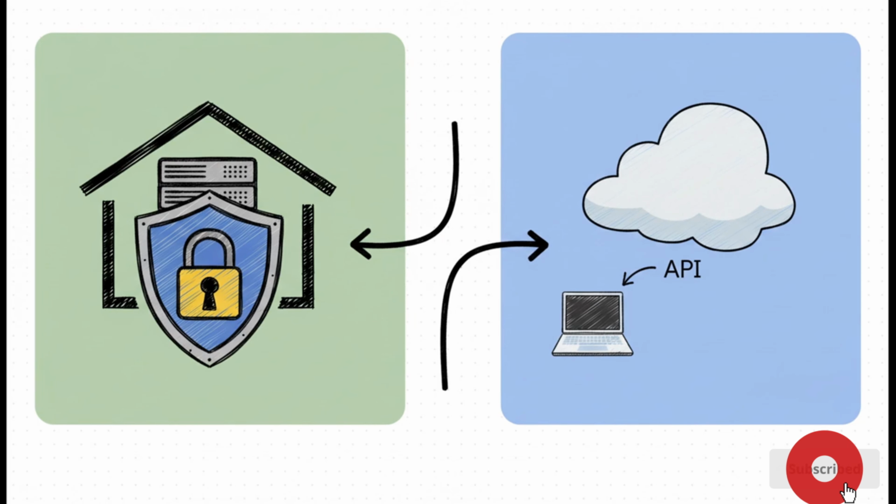Now, when it comes to actually using an LLM, you've basically got two main paths to go down. You can run it locally on your own machines, your own infrastructure, or you can use a hosted service from a big provider like Google or OpenAI. And each path has some pretty significant trade-offs.